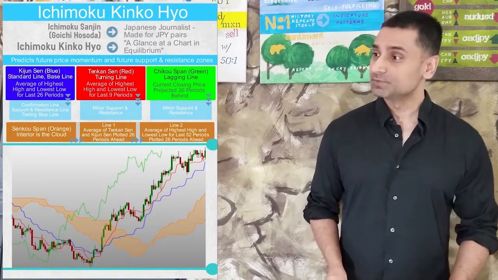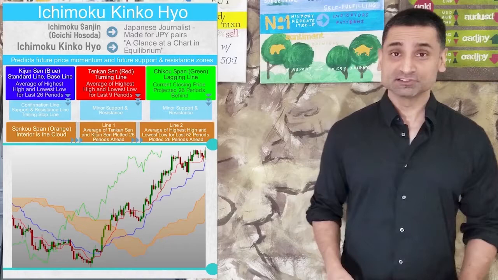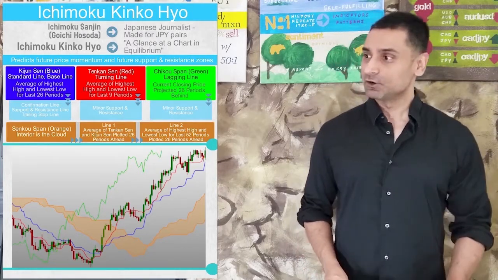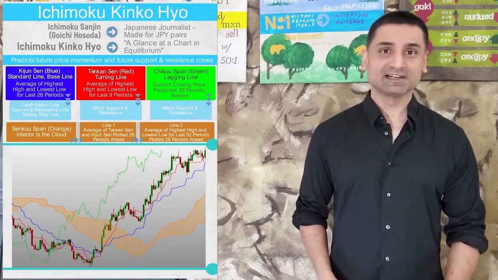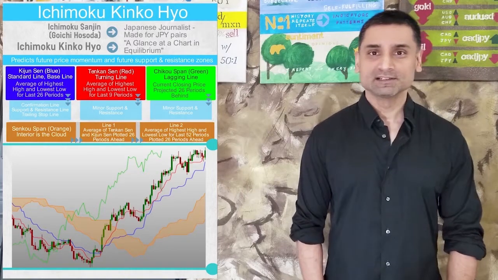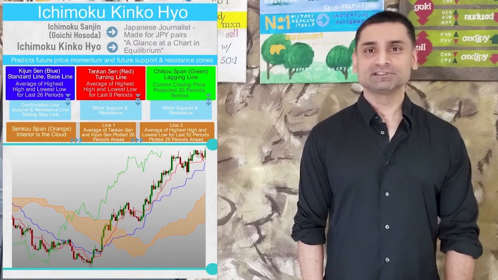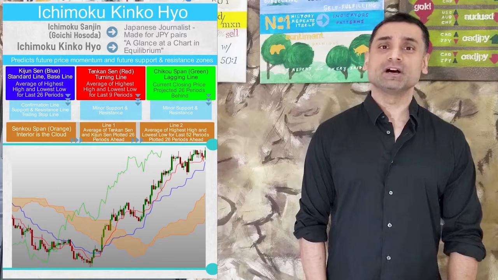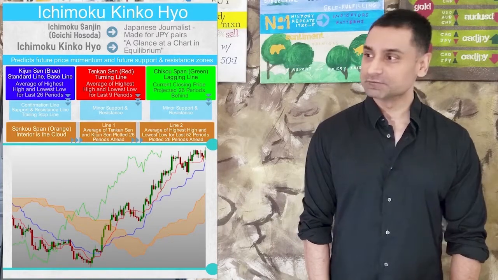The cloud can also be used as a support and resistance area, especially on the flat areas when one of the lines are flat for a while. That's a good level of support and resistance. And they present trading opportunities when the price breaks out of the cloud.